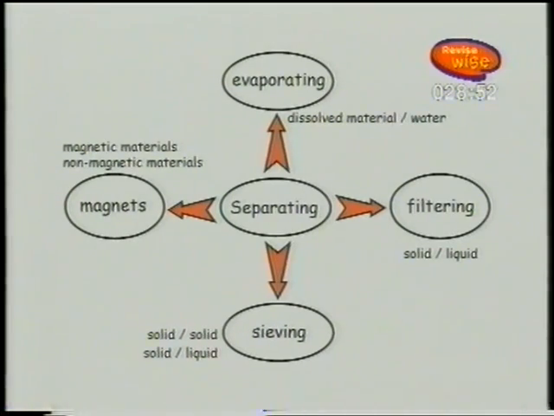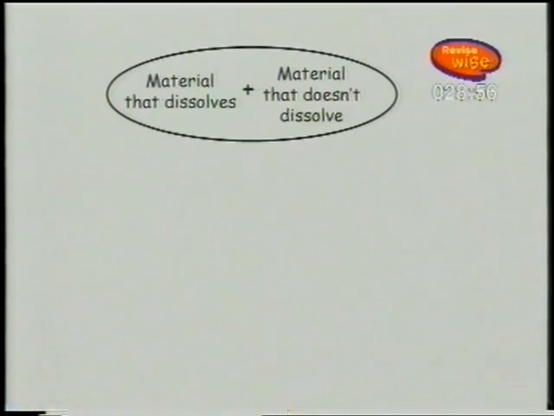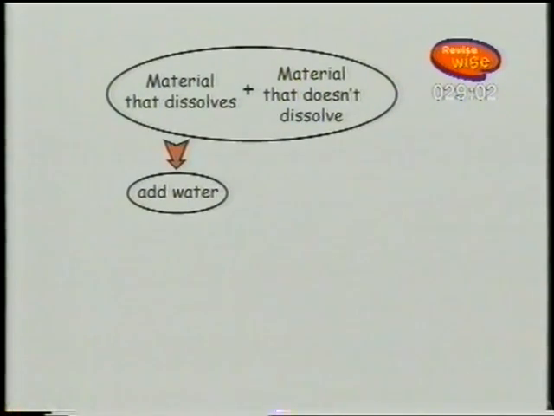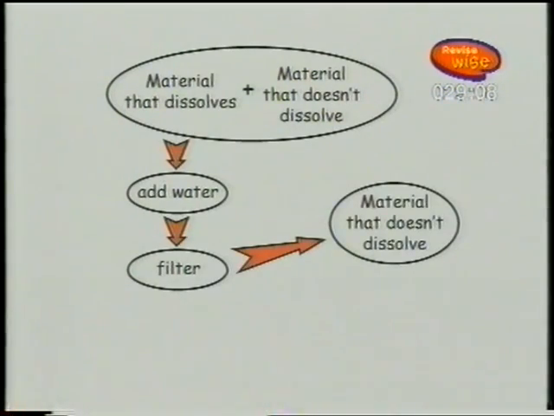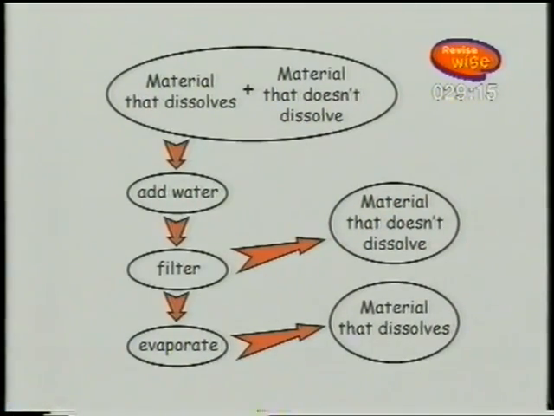You can combine the different methods to separate a mixture of several things. To separate a material that dissolves from a material that doesn't dissolve of similar size, you add water to dissolve the material that will dissolve, then you filter out the material that won't dissolve, and finally you evaporate the water. And that leaves you with the material that dissolves.